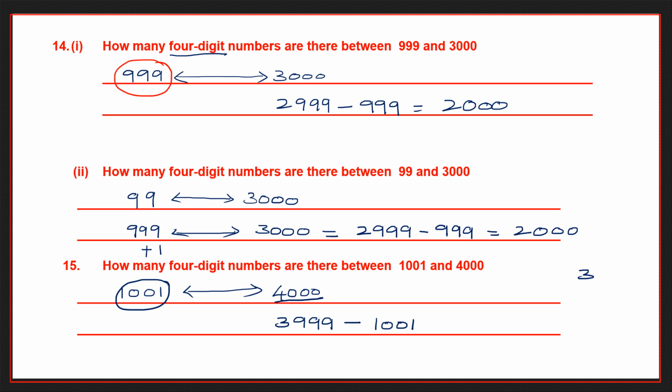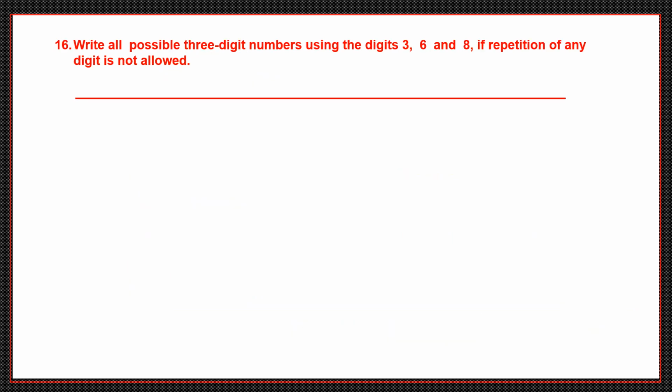So let's do that subtraction. 3,999 minus 1,001. 9 minus 1 is 8, and then we have 9, 9, 3 minus 1 is 2. So here we have 2,998 four-digit numbers between 1,001 and 4,000. So this is how we have to do.